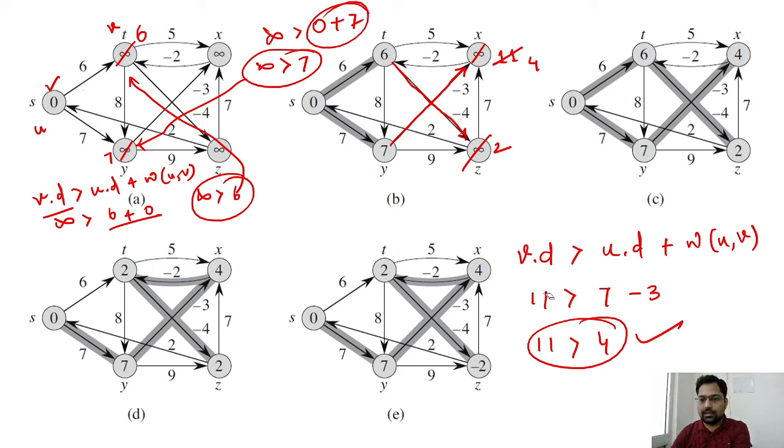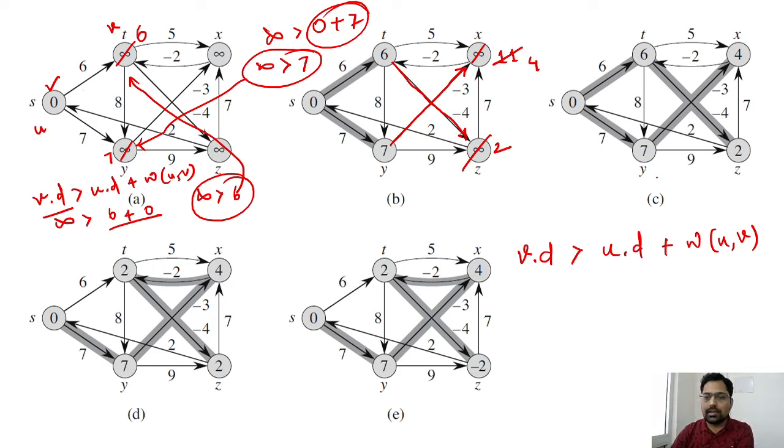I hope it is clearly understood to you. Now you can check whether it is clearly understood or not. Here we got this value due to this predecessor and we got this value due to this predecessor.